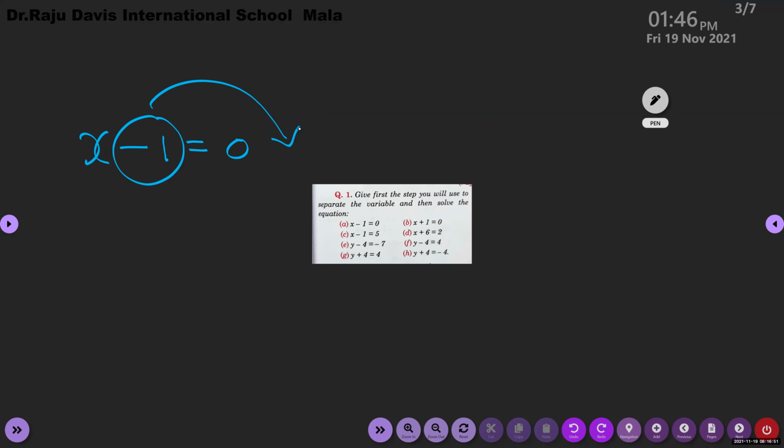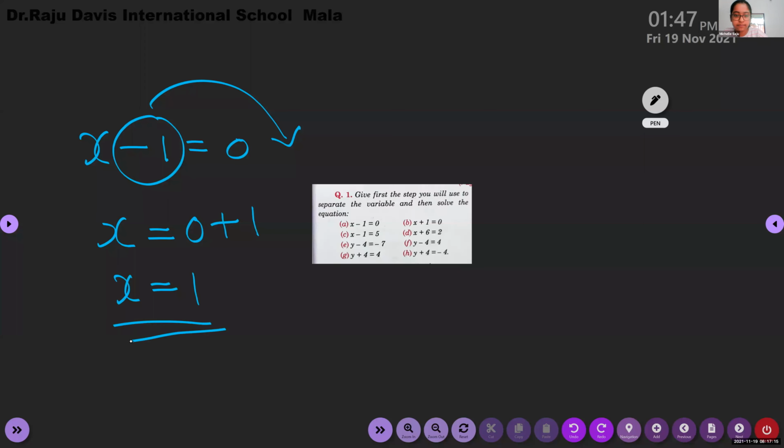Okay. Now listen, children. x minus 1 is equal to 0. I'll take this minus 1 to the other side. So on the left side, what is there? x equals 0. When I take this to this side, it becomes plus 1. So x is equal to what? We got it easily, 1. Within one step, you got the answer, isn't it? Yes, ma'am.